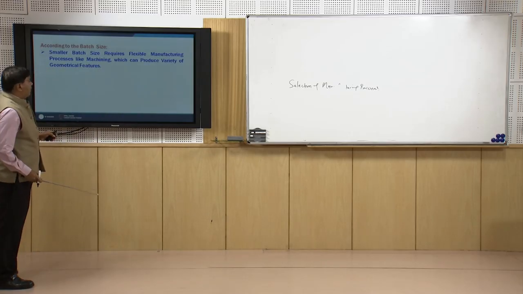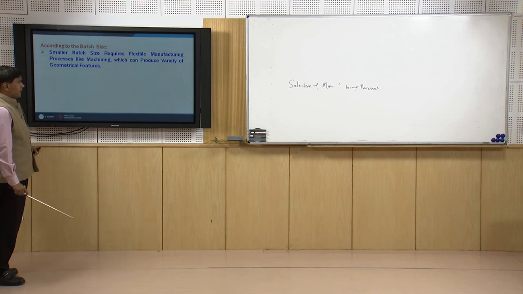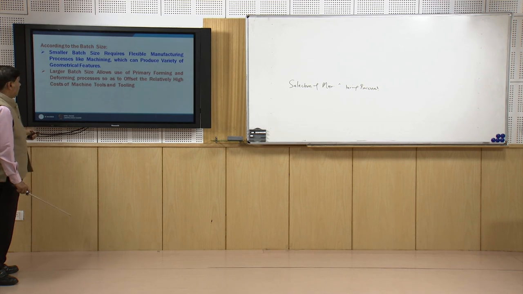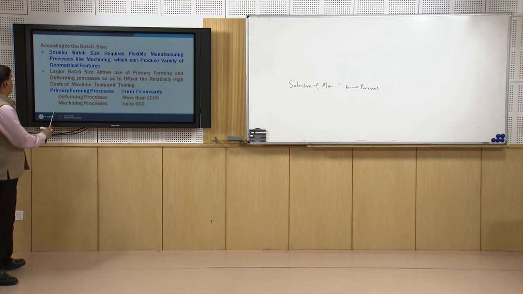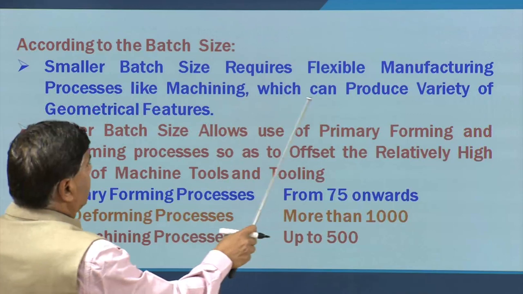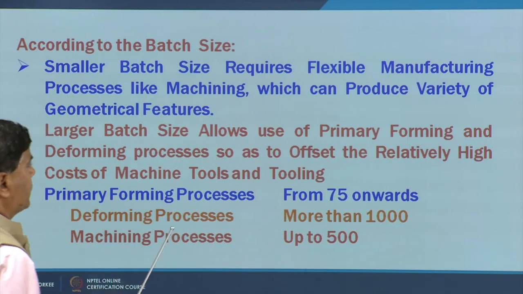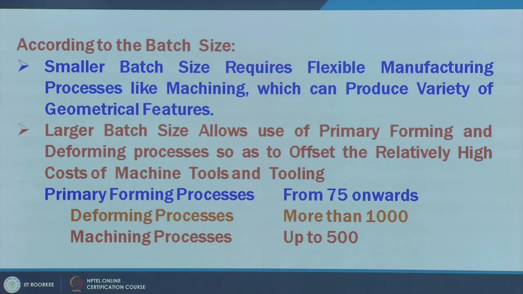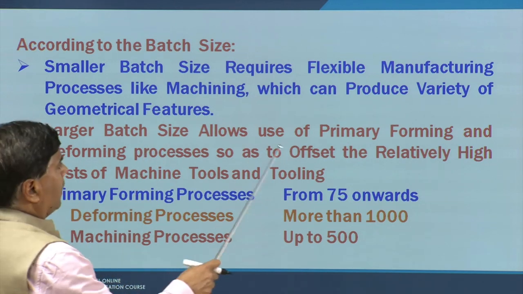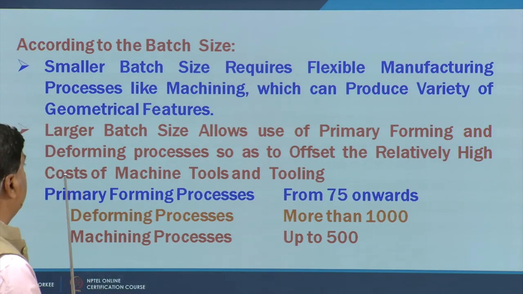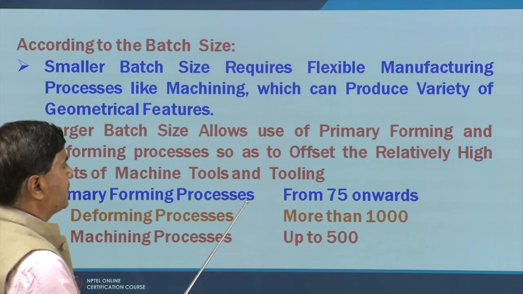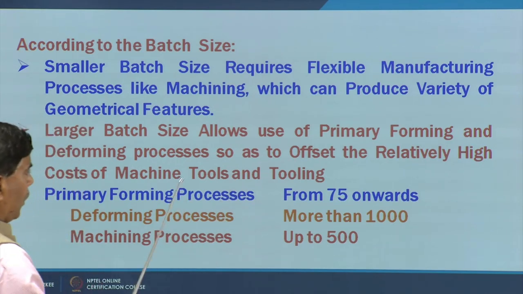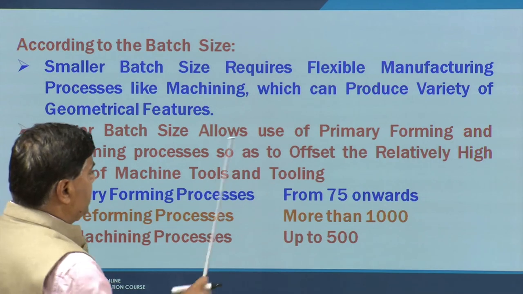So, according to the batch size of the product to be made, there are three options. A small batch size requires flexible manufacturing processes like machining, which can be used for producing a variety of geometrical features, while a large batch size allows the use of the primary forming and deformation based processes in order to offset the relatively high cost of the machining and tooling.